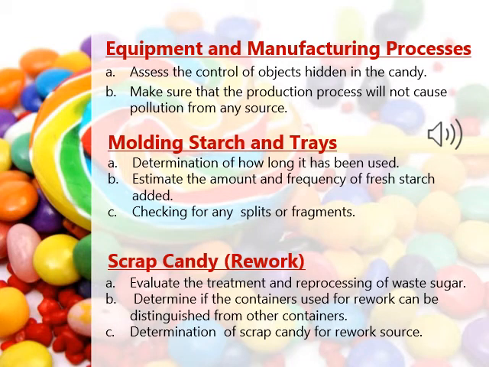Number 1, assess the control of objects hidden in the candy. 2, make sure that the production process will not cause pollution from any source. In case of molding and starch and trays, first, determine how long it has been used. 2, estimate the amount and frequency of fresh starch added.